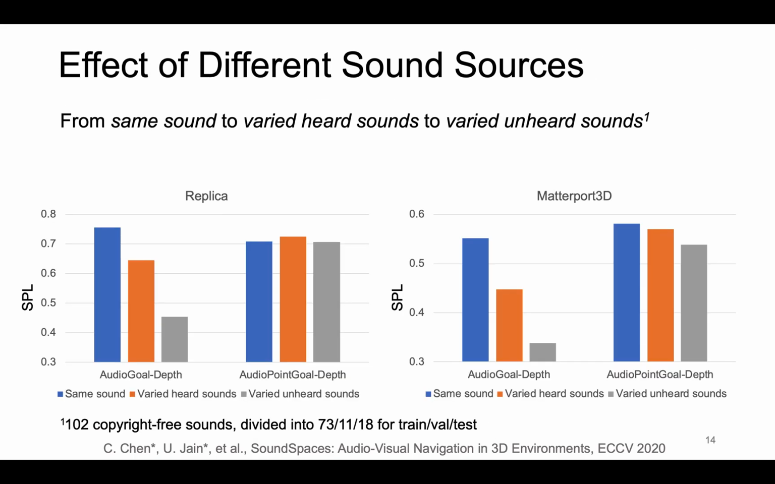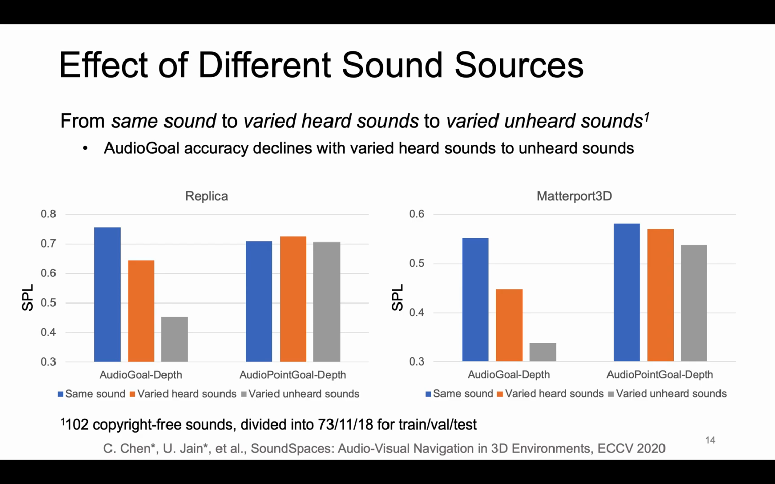In the results so far, the agent was only hearing telephone sound and searching for it. Here we train and test our audio goal and audio point goal agents with 102 sounds, including telephone ringing, engine sound, music, and so on. Note that all test environments are unseen. While the performance of audio goal agent declines as the sounds become more varying and unfamiliar, it still achieves quite decent performance. And we can also see that audio point goal agent almost always outperforms audio goal agent due to the extra displacement vector information.